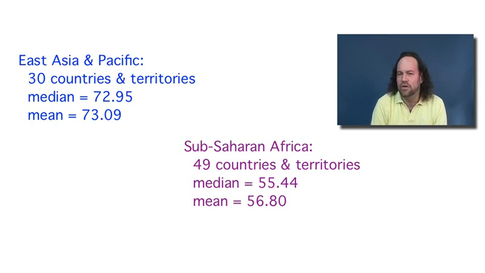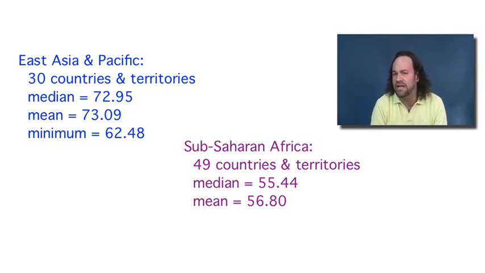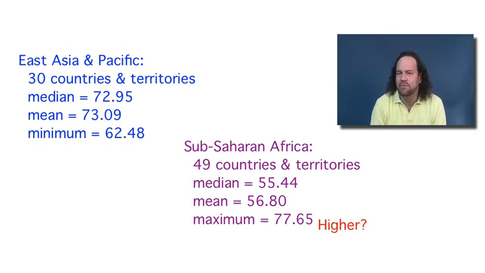For example, if we look at the minimum value out of all the life expectancies in East Asia and the Pacific, it's only equal to 62.48 years. Whereas if we look at the maximum life expectancy in sub-Saharan Africa, it's equal to 77.65 years, which is a lot more. So it means that the highest life expectancies in sub-Saharan Africa are certainly a lot higher than the lowest life expectancies in East Asia and the Pacific. Let's consider a little further.